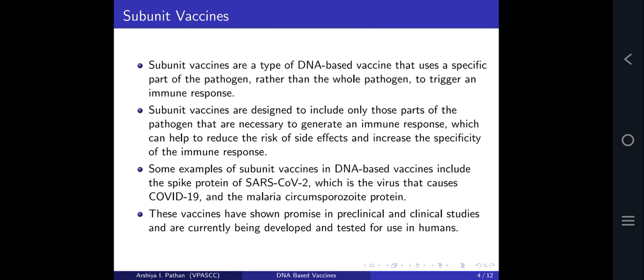Let's take some examples of subunit vaccine. The spike protein of severe acute respiratory syndrome coronavirus 2, which is the virus that causes COVID-19, and the malaria circumsporozoite protein. These vaccines have shown promise in preclinical and clinical studies.